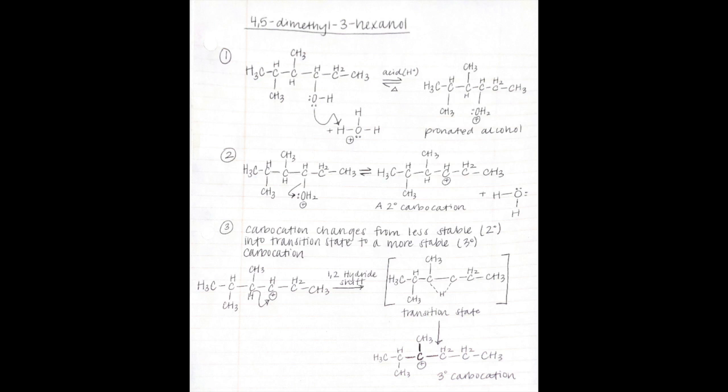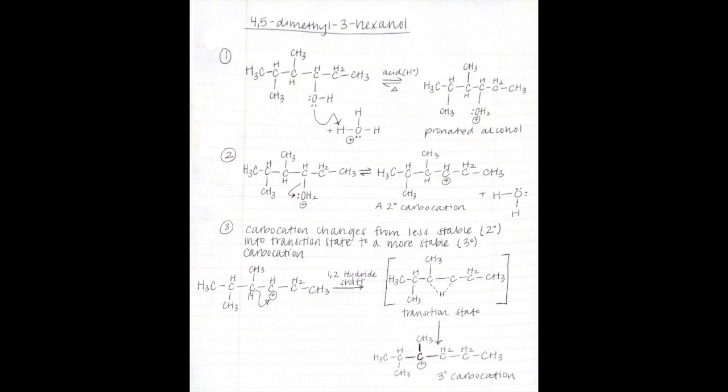Let's start with 4,5-dimethyl-3-hexanol. In our first step, the alcohol reacts with an acid, like H3O+, to form a protonated alcohol, also known as an oxonium ion. Here we see the oxygen being attracted to the proton in the H3O+. Then the oxygen gets protonated, and you have the protonated alcohol with a positive charge on the oxygen that it doesn't like. Step 2 involves the elimination of a water molecule to form a carbocation.